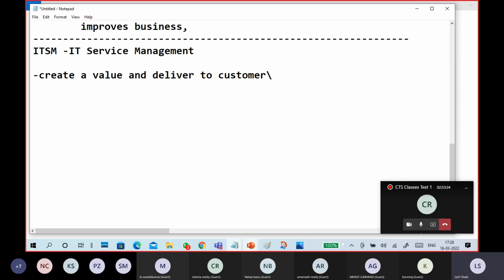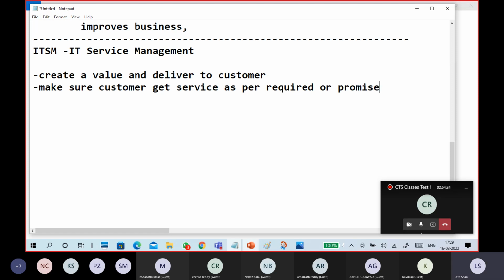So value to the customer, value to the customer. So that is managing services. Service management is to make sure the customer gets the service as per the requirement, or as per the promise. That is IT service management. Okay. Now, what is this SLA?